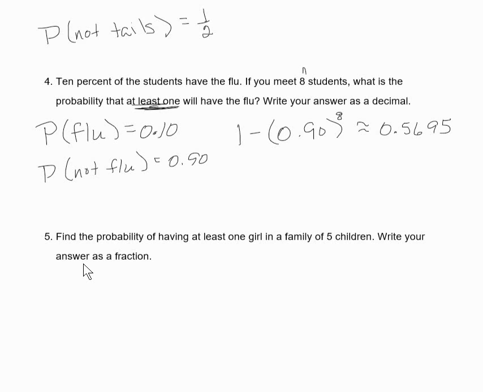I find this to be interesting. You think, just 10% have the flu. That's a very small percentage. But then if you meet 8 students, chances are you're going to meet somebody with the flu.